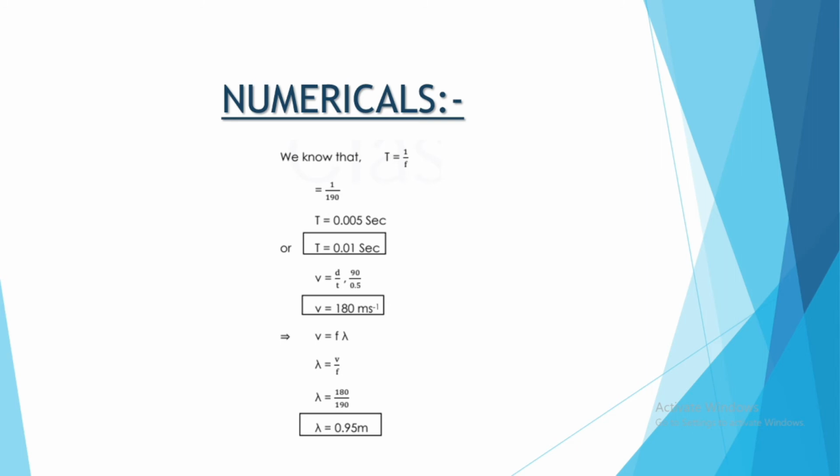Now v is equal to f lambda. We'll calculate lambda by cross-multiplying the formula. Lambda is equal to v upon f. Lambda is equal to 180 upon 190. Lambda will be equal to 0.95 meters, which is the wavelength.